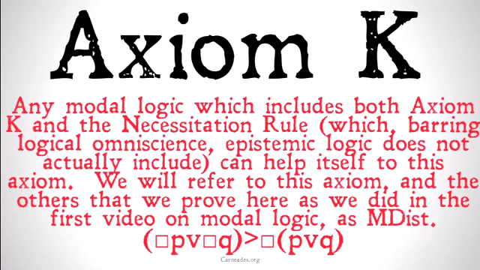We'll refer to this axiom and the others that we prove here, as we did in the first video on modal logic, as MDist, or modal distribution. So that's what the consequence looks like, the rule looks like, and it's basically saying that we can export necessity out of a disjunction. All right? Or export any of the strong operators out of a disjunction. Okay? Now, problem 2. It's permissible that P and Q implies it's permissible that P and it's permissible that Q.